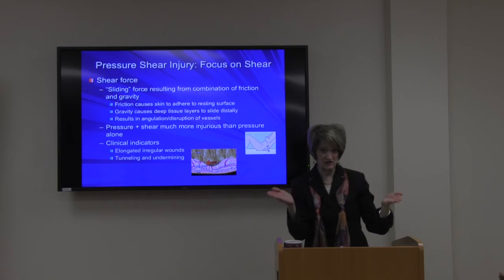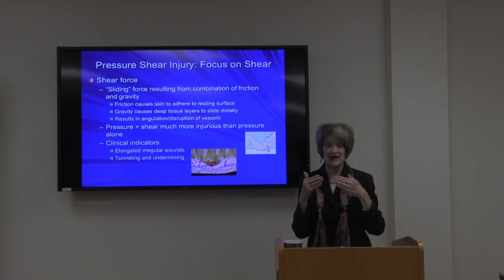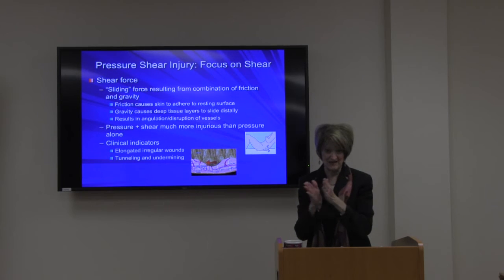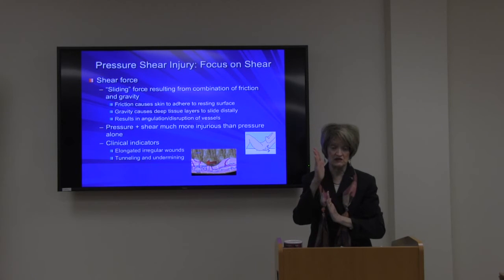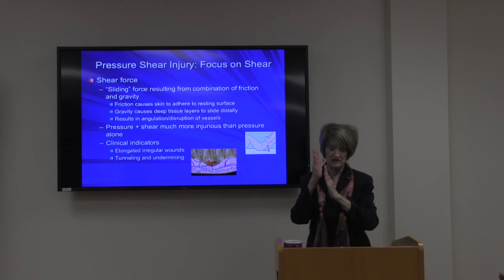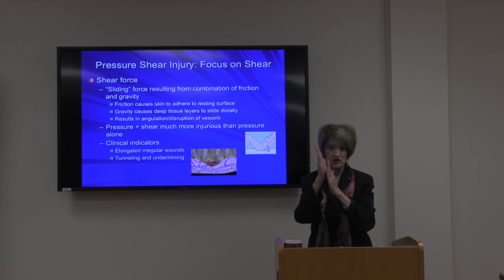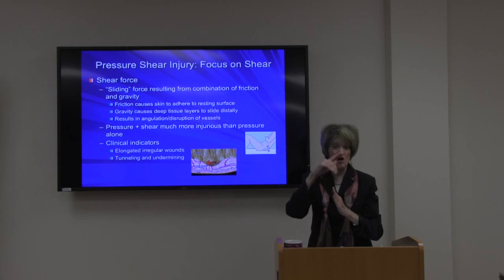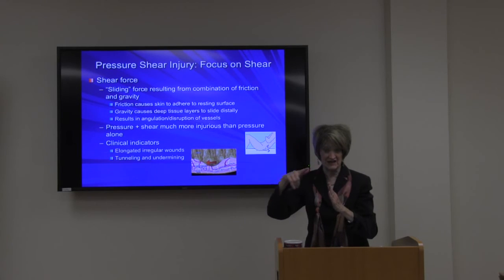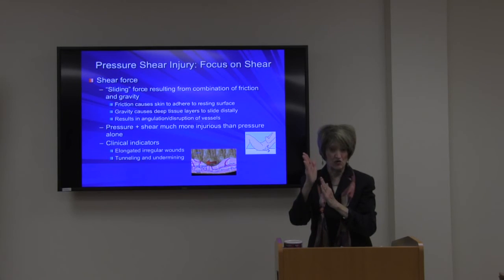How does that conflict get resolved? Well, what happens is that the surface of the skin remains adherent to the sheets. It's kind of like the skin sticks to the sheets. The deep tissue layers, the muscle and the bone, move in response to gravity. So muscle and bone shift down, skin remains adherent to the sheets. What happens to the subcutaneous tissue? It gets caught in between. That's where shear occurs, the tissue layers sliding against each other. What happens to all the blood vessels that flow through the subcutaneous tissue layer? They get compressed or torn or angulated.